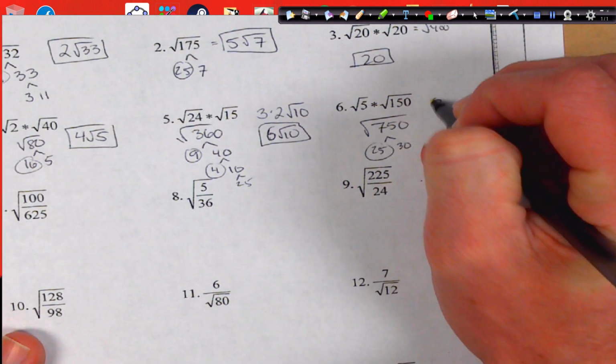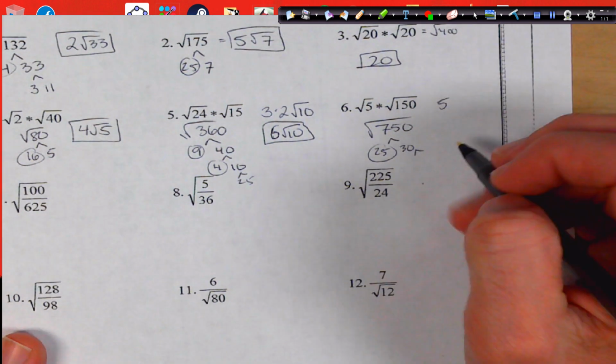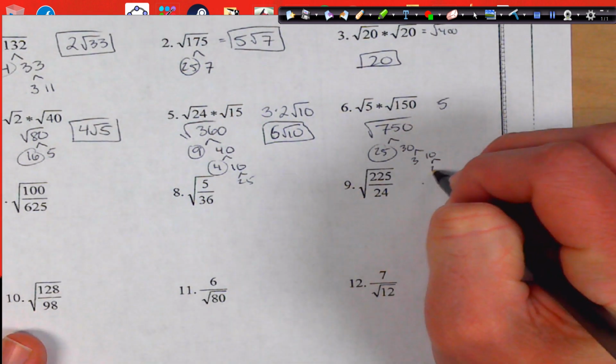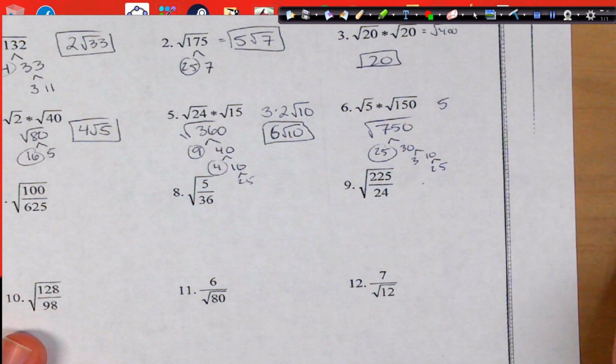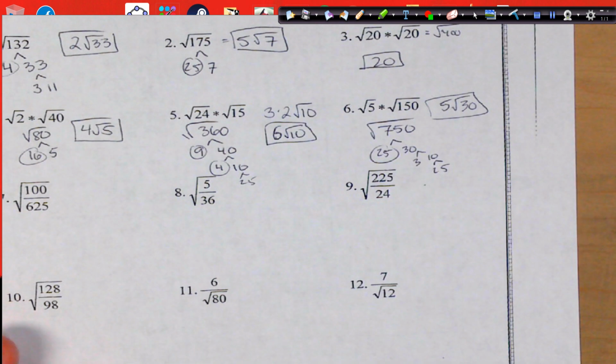So that's going to bring a 5 out for me. And then 30, if we break that down, we could do 3 and 10, and that's 2 and 5. So actually nothing does break down, so it's just rad 30. We can't break it down any further than that.